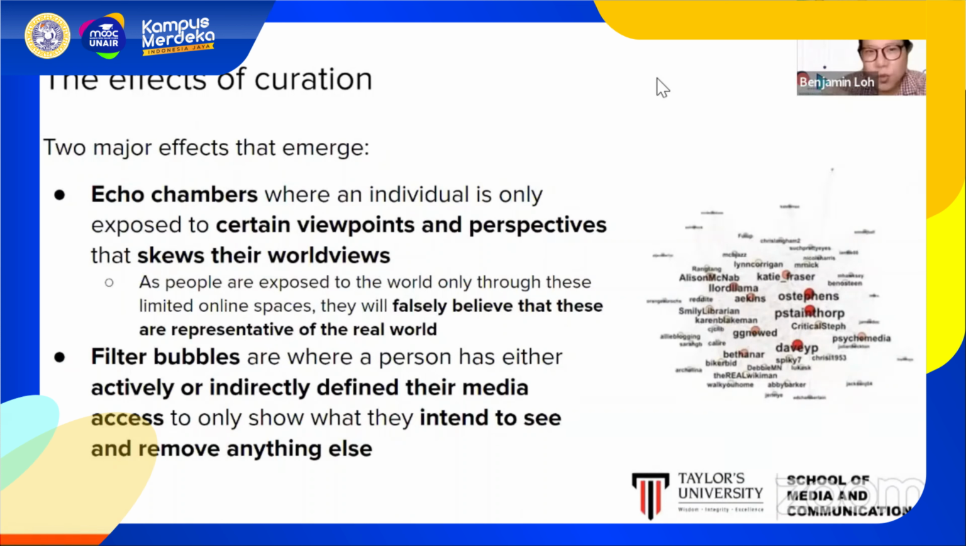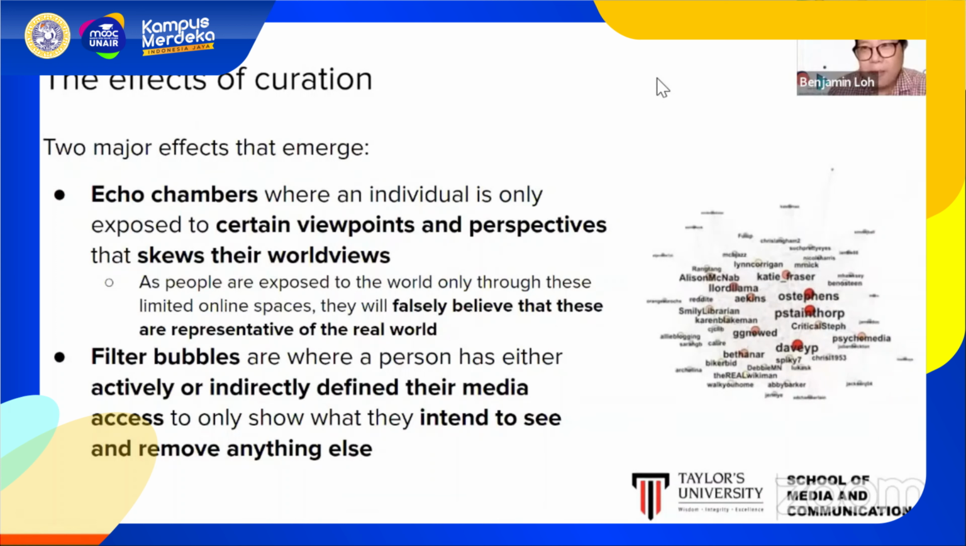So echo chambers is when an individual is exposed to certain viewpoints and perspectives that skew their worldview. For instance, say I'm in Malaysia and I only like or make posts that are pro-government. I like the government basically. A lot of the people that I follow are pro-government. A lot of the things that I do are supporting the government. The AI sees that and decides, oh, this person likes the government. Let's throw them more content based on people who love the government. So they suggest that I join various groups related to supporting the government, and things like that. And they constantly do that over and over.